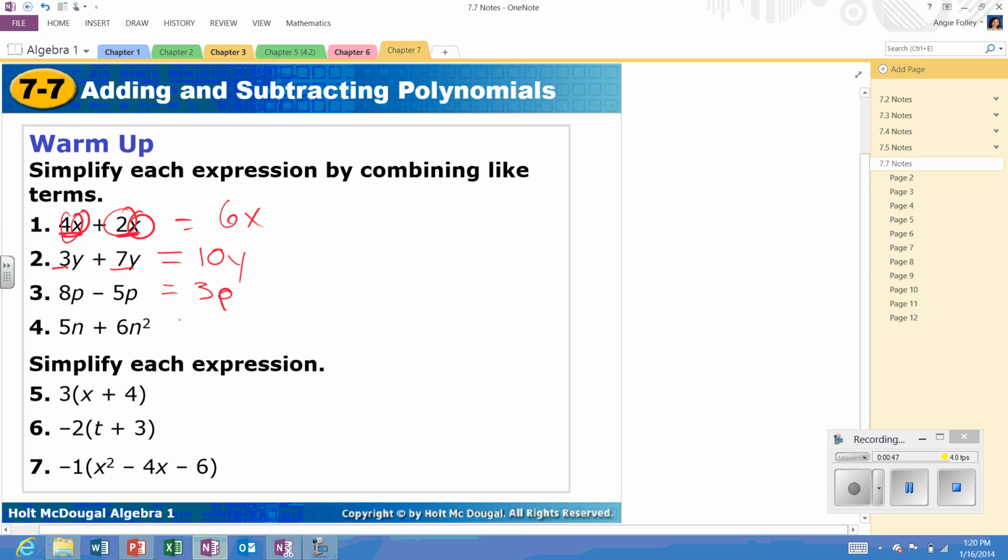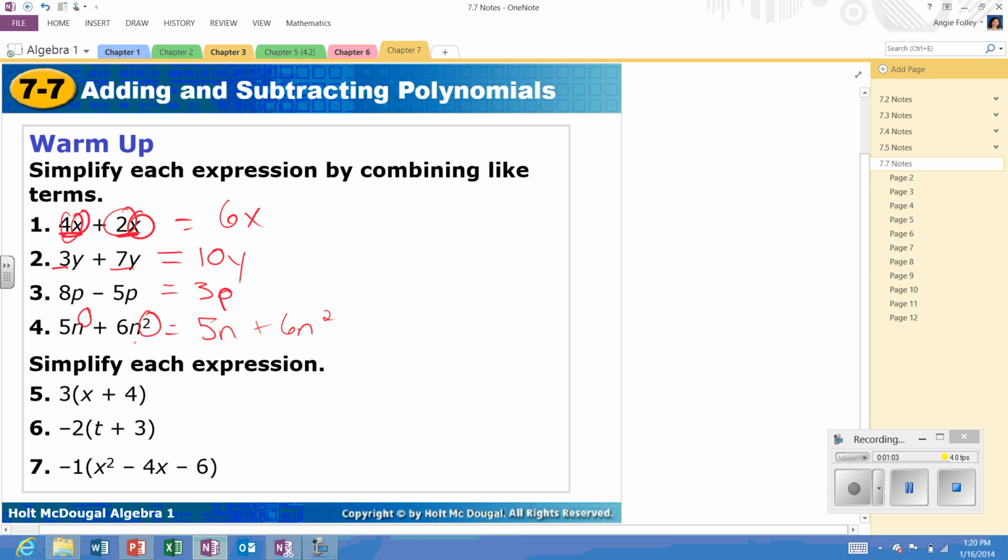5n plus 6n squared. Okay, we cannot actually add these together because the exponents on the variable are not the same. So therefore, it's already simplified. We have to just keep it 5n plus 6n squared. We can't actually add them.